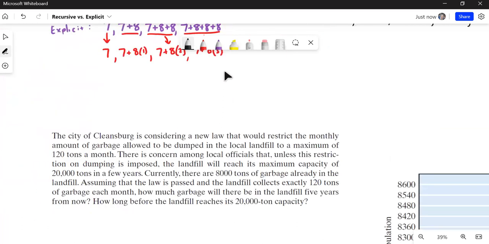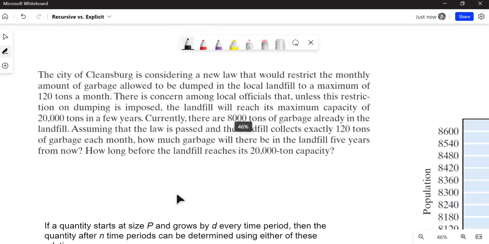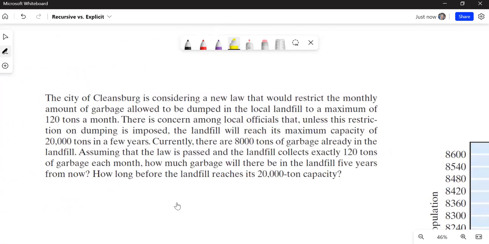Now let's get a little more specific about this, and let's take a look at some examples, and then a formula that I'll show you. So here's an example. The city of Cleansburg is considering a new law that would restrict the monthly amount of garbage allowed to be dumped in the local landfill to a maximum of 120 tons per month. There's a concern among local officials that unless this restriction on dumping is imposed, the landfill will reach its maximum capacity of 20,000 tons. That's as big as the dump can get in a few years. Currently, there are 8,000 tons of garbage already in the landfill. So assume that the law is passed and the landfill collects exactly 120 tons of garbage each month. How much garbage will there be in the landfill 5 years from now? How long before the landfill reaches its 20,000 ton capacity?